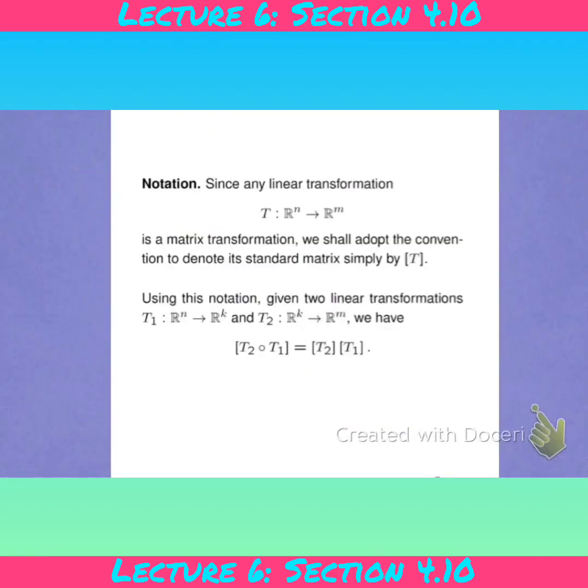Okay, so just a quick note on notation. Since any linear transformation from Rn to Rm is in fact a matrix transformation, we shall adopt the convention to denote its standard matrix simply by T. Using this notation, given two linear transformations T1 and T2, the composition can be given by the product of those two standard matrices.